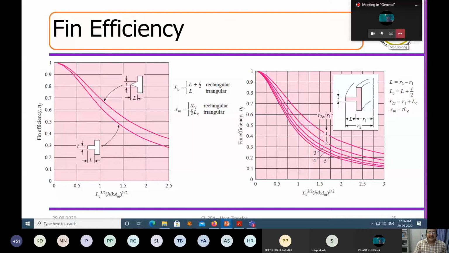Okay. So Lc and Am come out the moment I have fixed this design of the fin. I know what Lc and Am are. And the moment I fix the material of insulation and the material associated with this fin, I know the thermal conductivity and the heat transfer coefficient. So this is my design parameter.